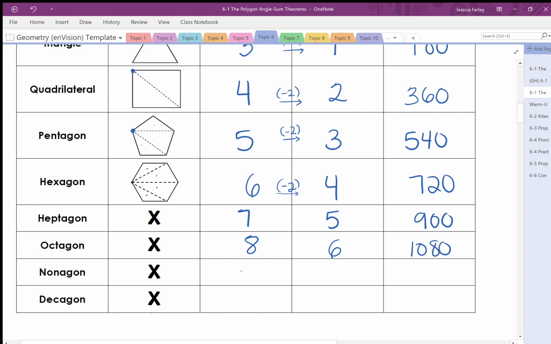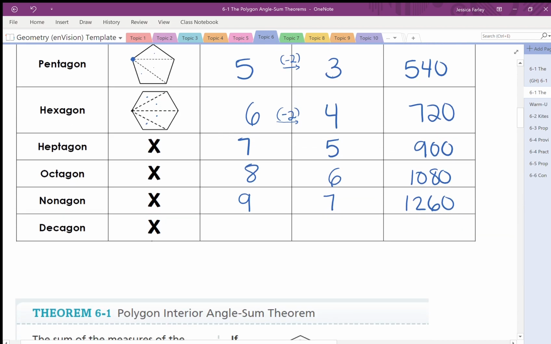Nonagon, 9 sides. 9 minus 2 is 7, so 7 triangles. 7 triangles times 180 is 1260. Decagon, 10 sides, means we can draw 8 triangles inside of it. 8 times 180, 1440 degrees.